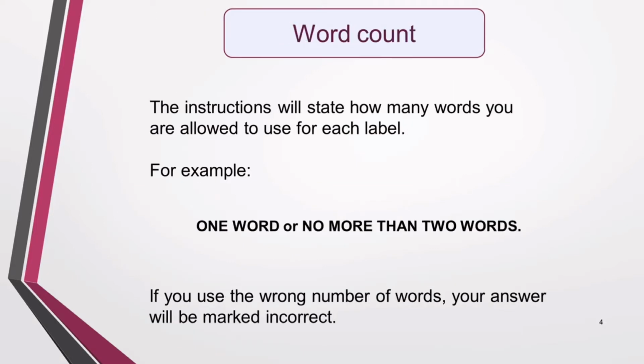If you're required to select words from the text for the answer, the instructions will state how many words you're allowed to use for each label. For example, one word, or no more than 2 words. Hyphenated words such as mother-in-law count as 1 word. If you use the wrong number of words, your answer will be marked incorrect, even if the information you have given is correct. So, read the instructions carefully.